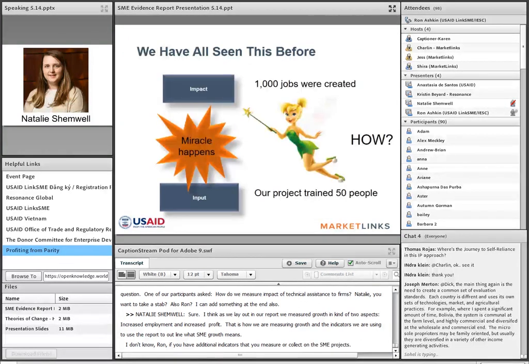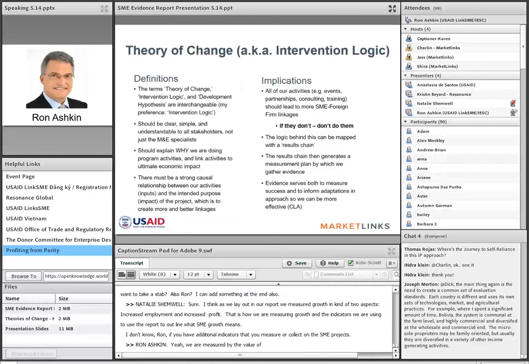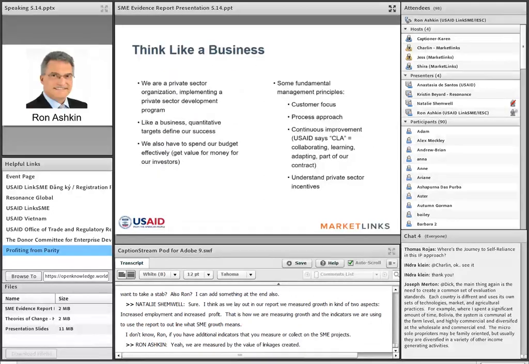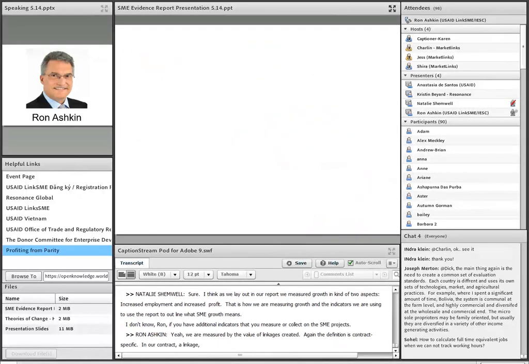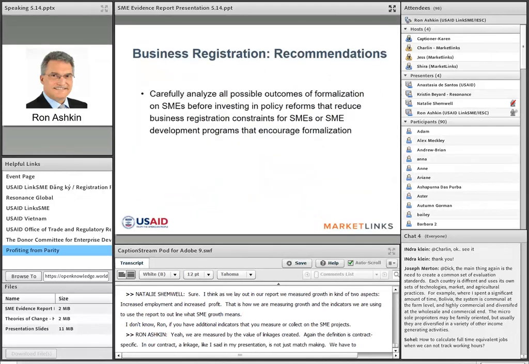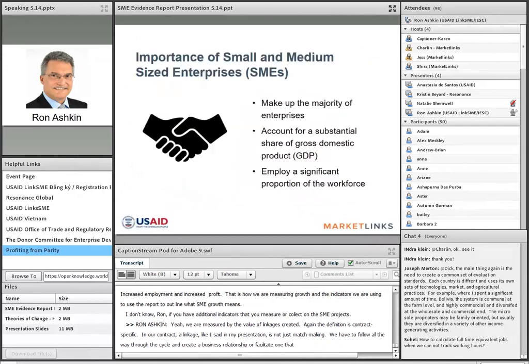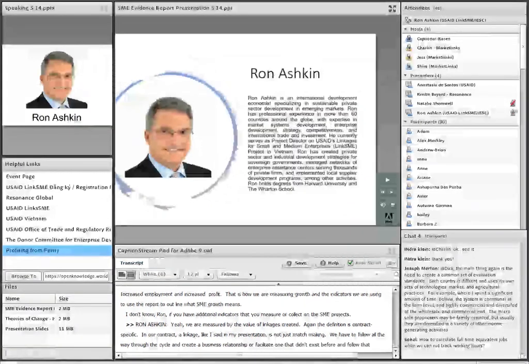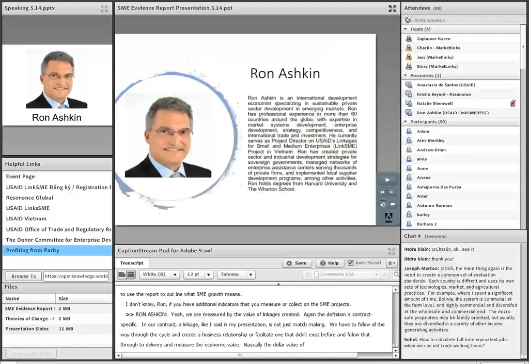We're measured by the value of linkages created. And again, the definition is contract specific. So in our contract, a linkage, like I said in my presentation, is not just a matchmaking. We actually have to follow all the way through the cycle. So we have to create a business relationship or facilitate one that didn't exist before and follow that all the way through to delivery. And we measure the economic value. So it's basically the dollar value of the linkage facilitated by the project. So that's one way we're measuring.